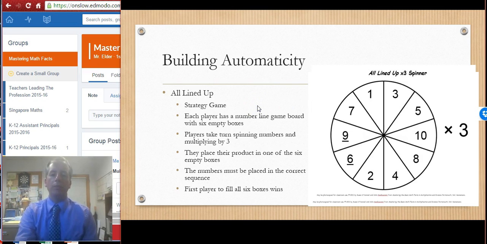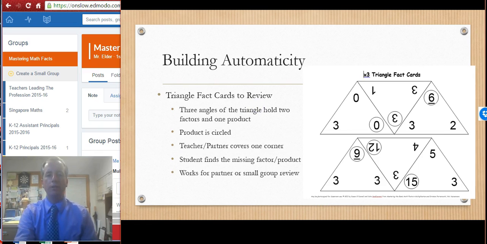So again, a little bit of strategy to make it just a little more intriguing for the kids. Another way, and we mentioned this a little bit ago, is the triangle fact cards. In the triangle fact cards, these are the product and the 2 factors. And you can see that the product is circled on each card. So if you cut these apart, you can pull one out, and the idea is that you cover up one of the pieces on the triangle.